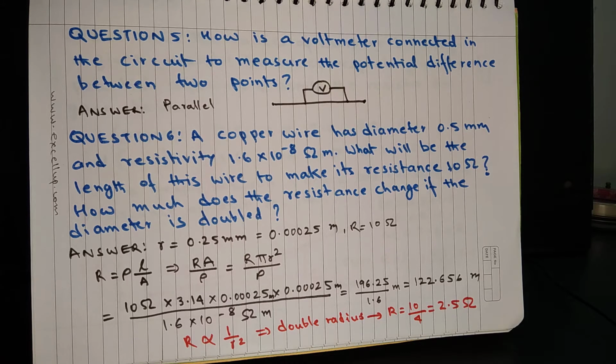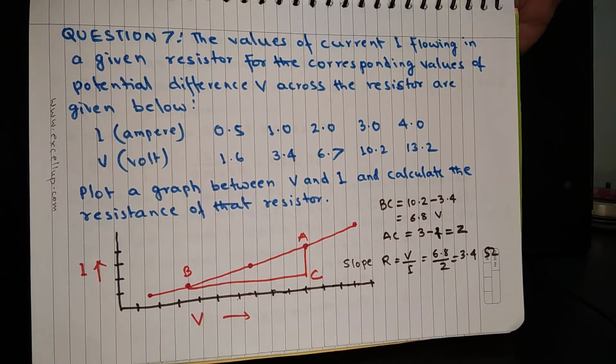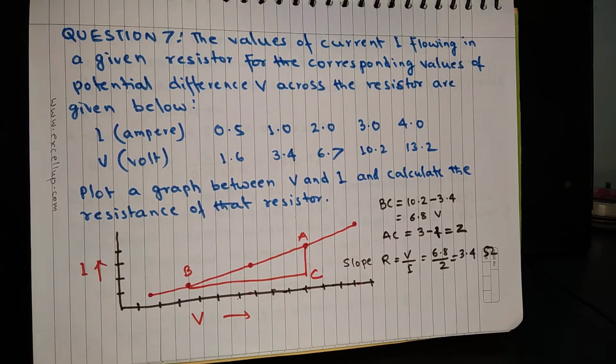Now we know that resistance varies inversely as the square of radius, or the area of cross section. So when the radius is doubled, what will happen? Resistance will become 1/4. So now the new resistance will be 10 upon 4, which is equal to 2.5 ohm. Question 7.